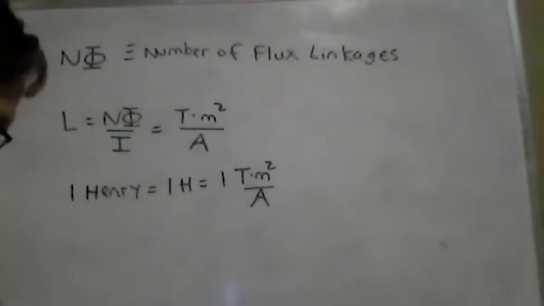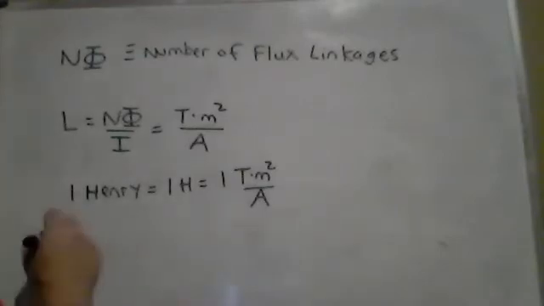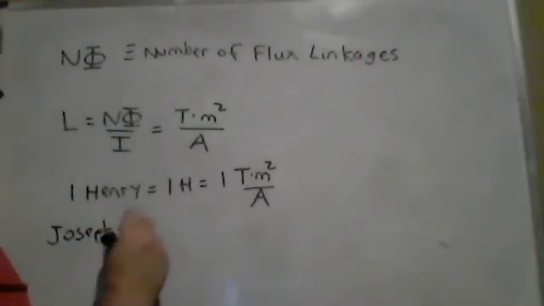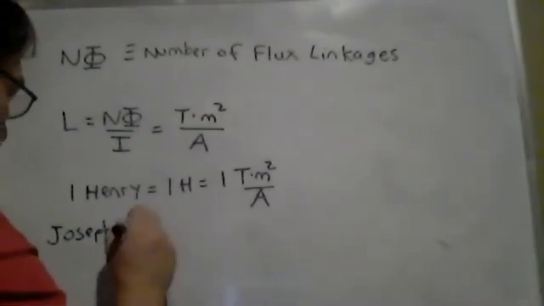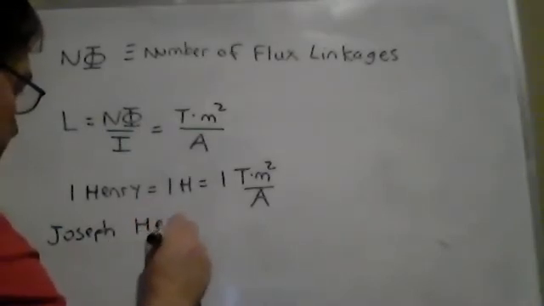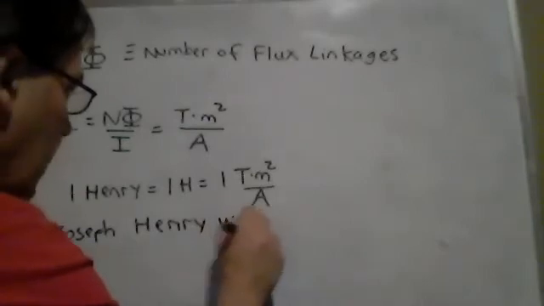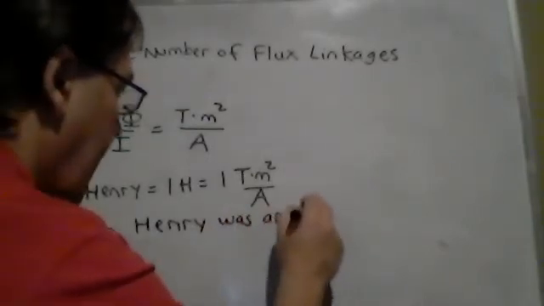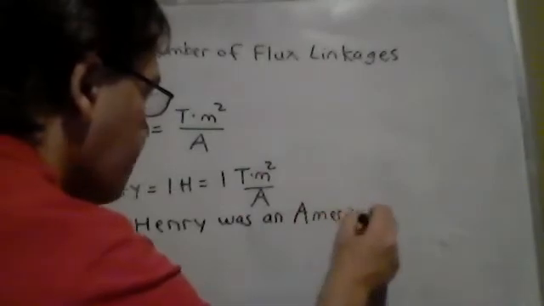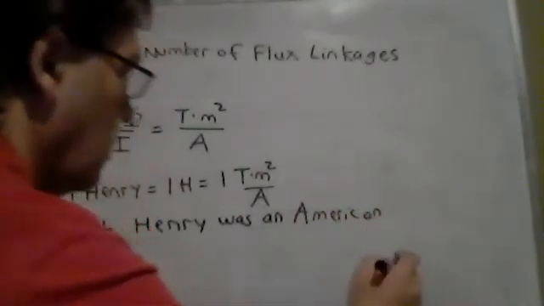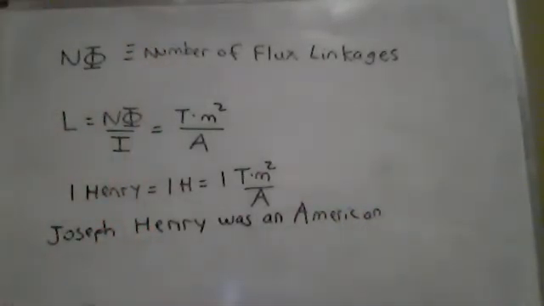Now, who is Henry? Joseph Henry is, or was, an American physicist. We have another American now. I think this is our third one. We had Benjamin Franklin first, Edwin Hall, and now we have Joseph Henry. So we're starting to see Americans pop up in the physics world now.